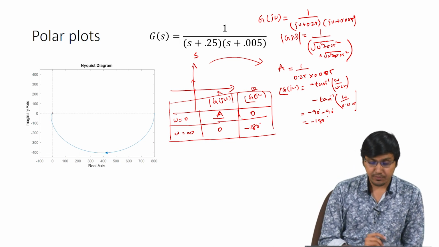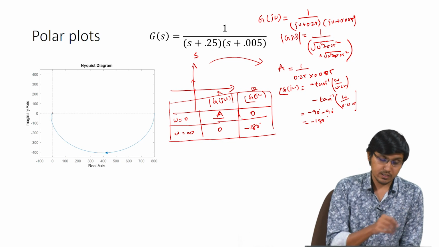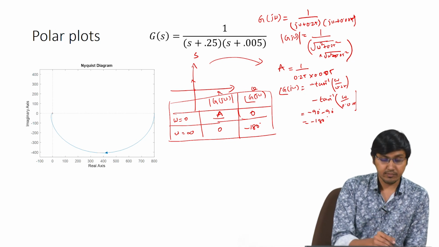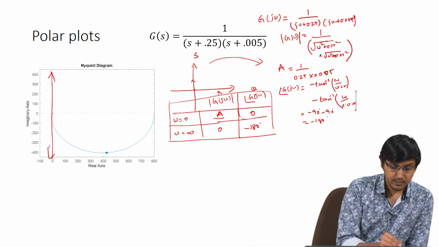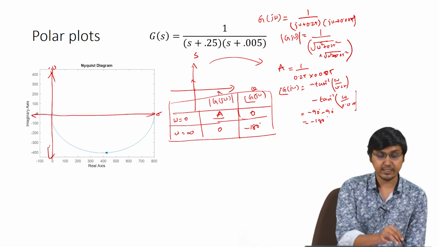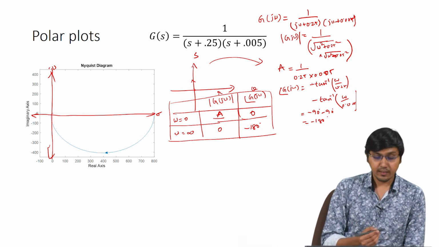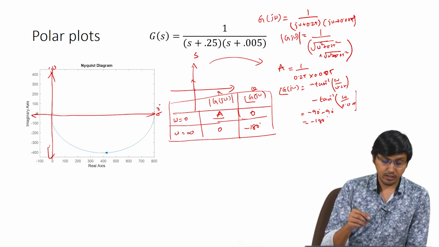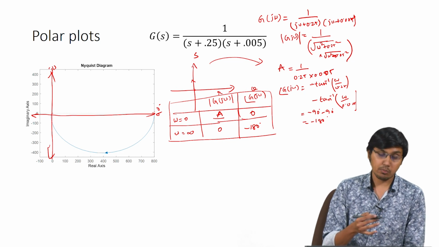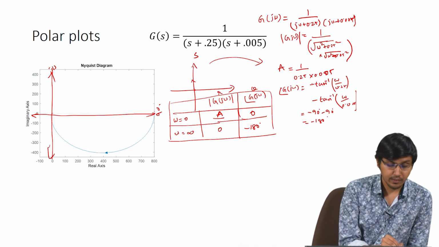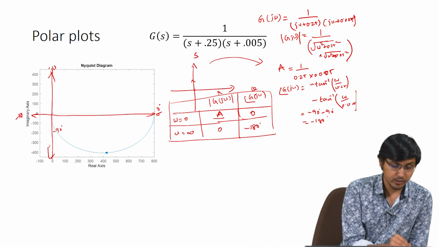If you can remember from your schooling how to represent complex numbers, this is the imaginary axis, the j omega axis, and this is the real axis, the sigma axis, and this is 0 degrees. We take anti-clockwise as positive and clockwise as negative. Looking clockwise, this is minus 90 degrees, this side is minus 180 degrees, and this side is minus 270 degrees.